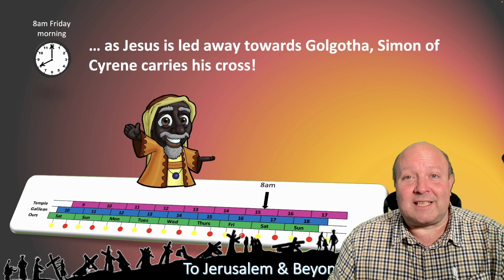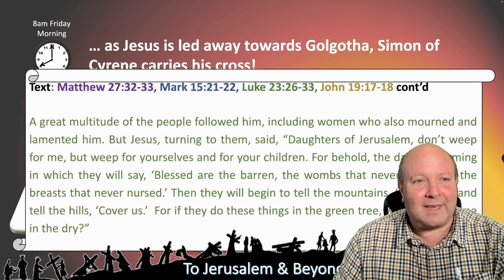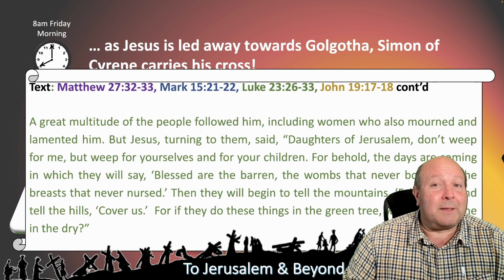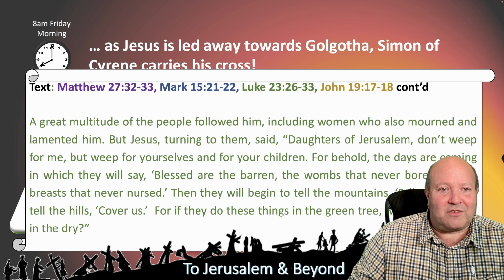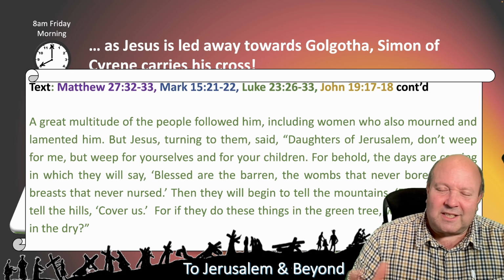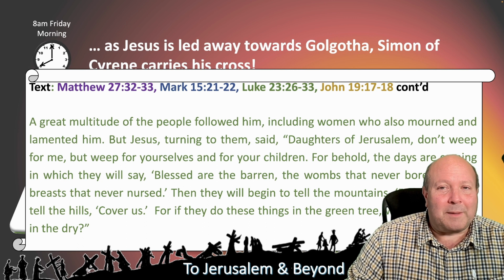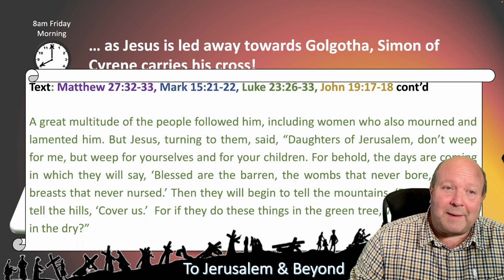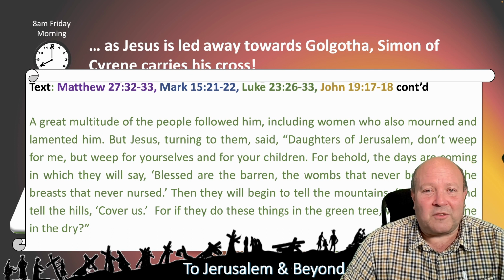So anyways, Jesus is led away. Simon of Cyrene carries the cross. And a great multitude of people followed him. It's not jumping ahead yet; this is still in the flow. The people followed him, including the women who had mourned and lamented him. But Jesus, turning to them, said, "Daughters of Jerusalem, don't weep for me, but weep for yourselves."